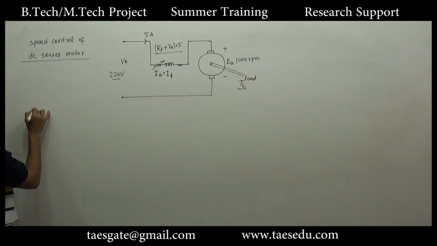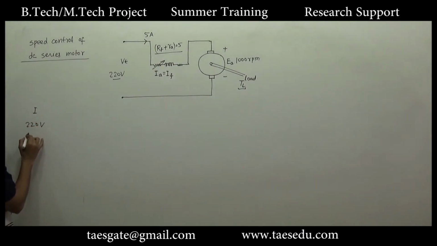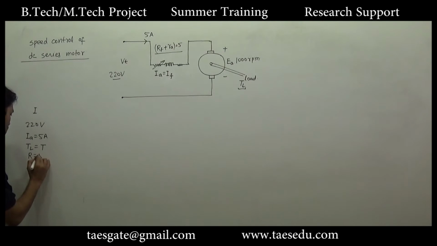In the first condition, we had supply voltage equal to 220 volt, armature current equal to 5 ampere, let's say load torque equal to T, total resistance was 5 ohm, speed equal to 1000 rpm.